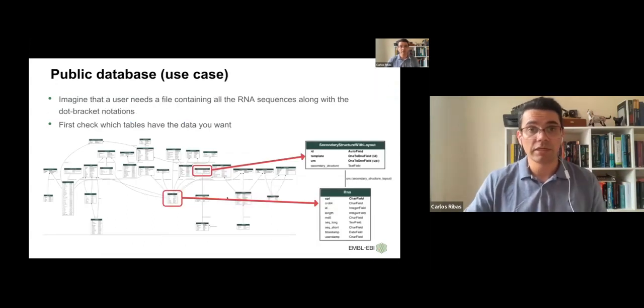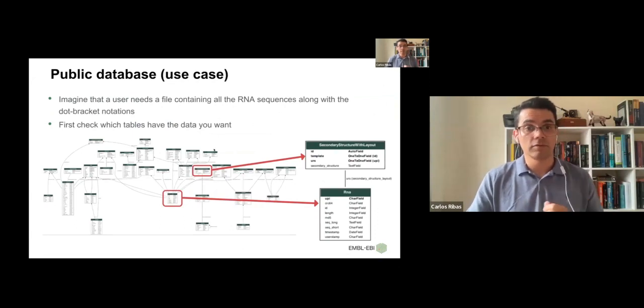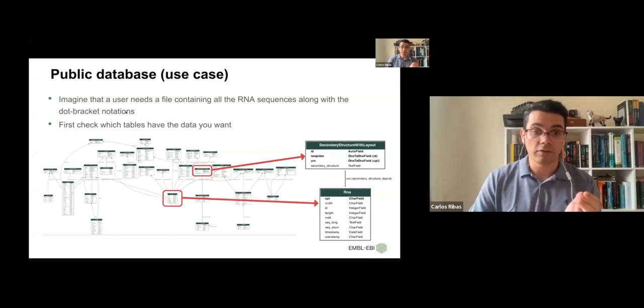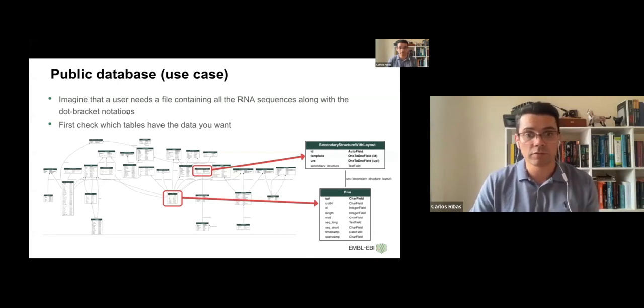So I also have here one example that may be useful. Let's say you want to export all RNA sequences that we have along with dot bracket notation. Well, you can do that using this public database. But the first thing that you need to do is to try to figure out where you can find this data on this database.